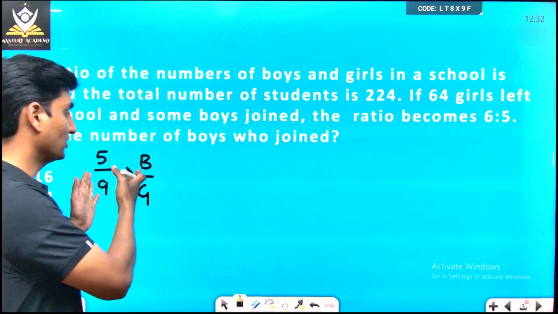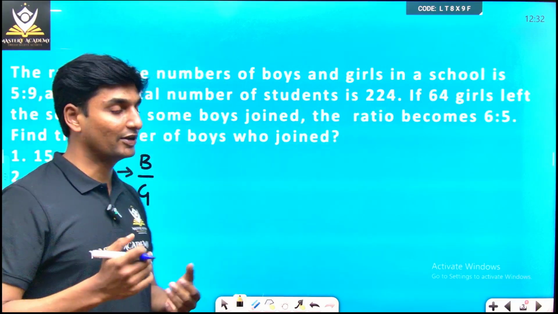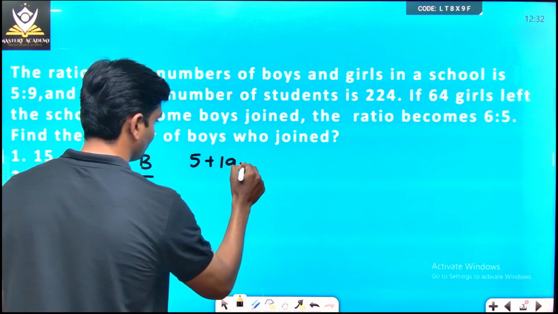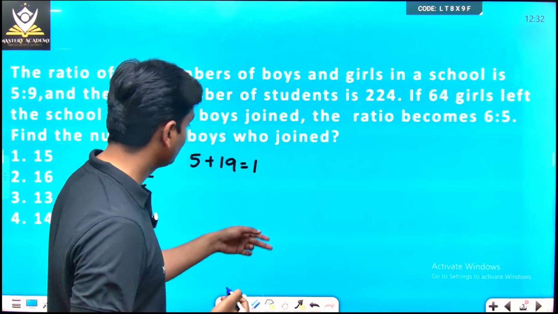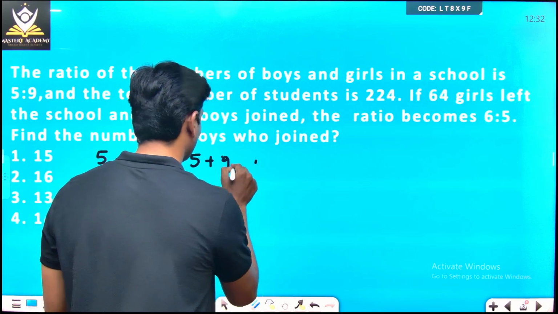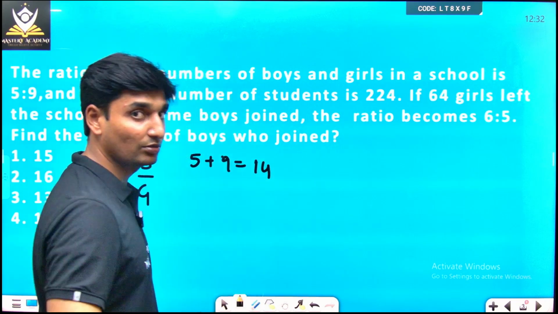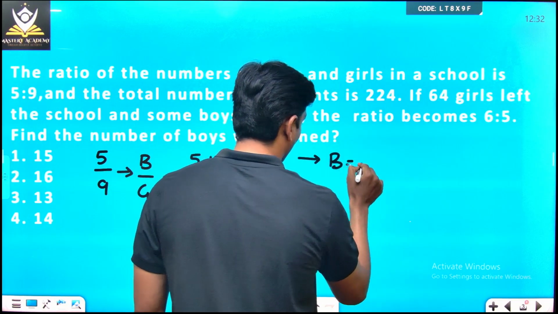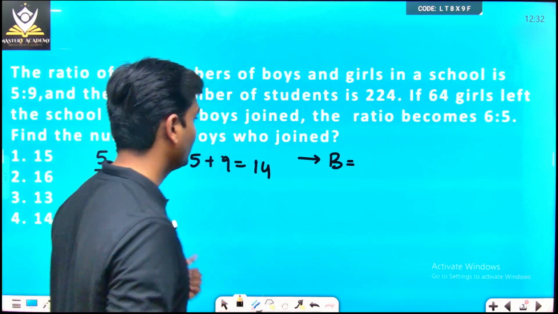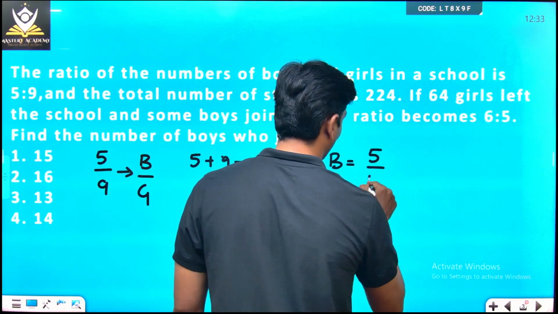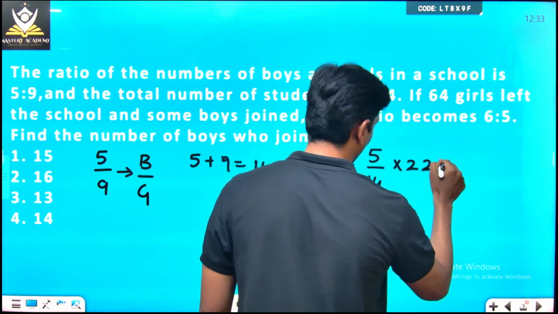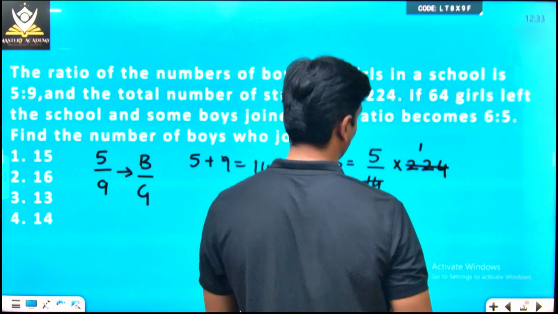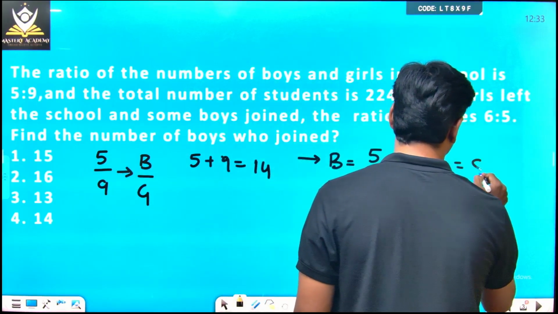Initially, on the basis of the given ratio and the total number of students, we can identify the number of boys. The sum of the ratio is 5 plus 9, which will turn out to be 14, the total number of candidates according to the ratio. Now the number of boys according to the division on the basis of ratio is 5 upon 14 multiplied by 224. That will give us the number of boys: 14 times 16 is 224, and 5 times 16 is 80.